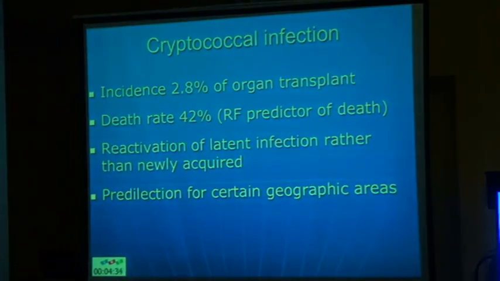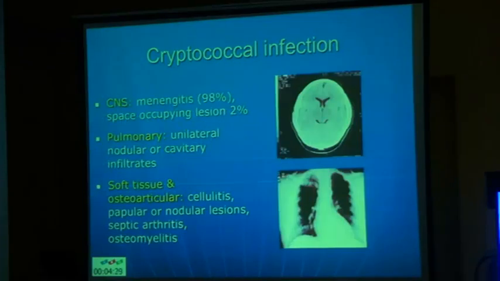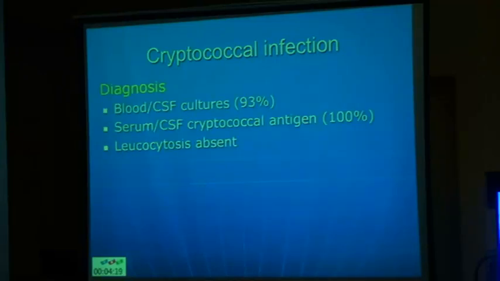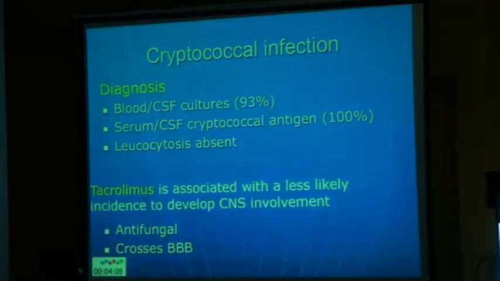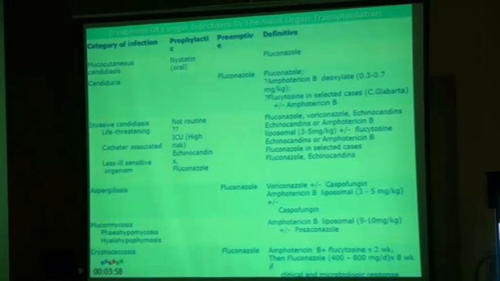Cryptococcal infections have an incidence of 2.8% with a death rate of 42%. It can affect the central nervous system, producing meningitis in the majority of cases, pulmonary infection with unilateral nodular or cavitary infiltrates, and soft tissue and osteoarticular infection. It is diagnosed by blood and CSF cultures, serum and CSF cryptococcal antigens, and mind you, leukocytosis is absent. Also, I'd like to draw your attention to the fact that tacrolimus is associated with a less likely incidence of CNS involvement because it is antifungal and because it crosses the blood-brain barrier.